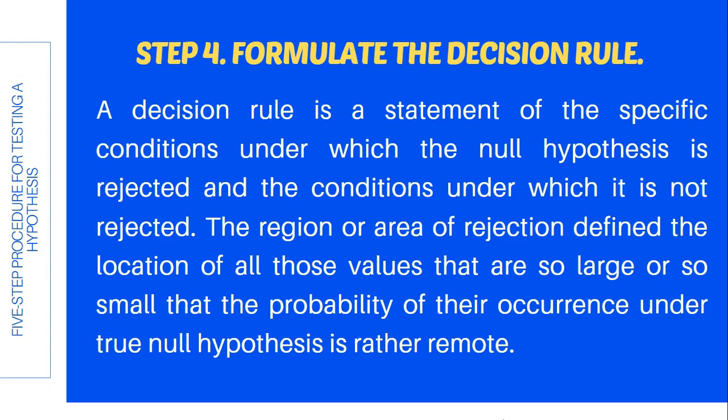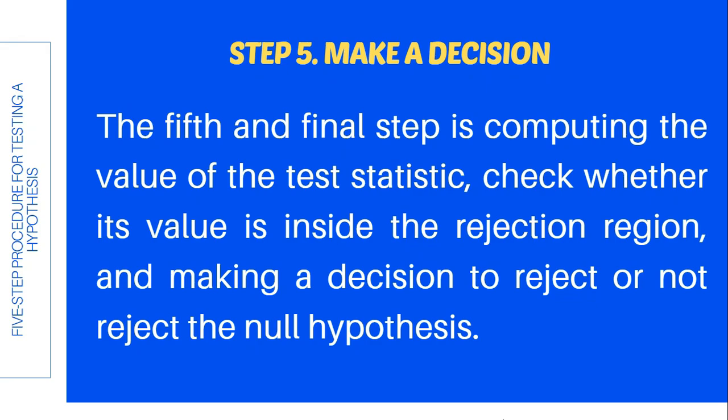The region or area of rejection defines the location of all those values that are so large or so small that the probability of their occurrence under a true null hypothesis is rather remote. And our last step is to make a decision.